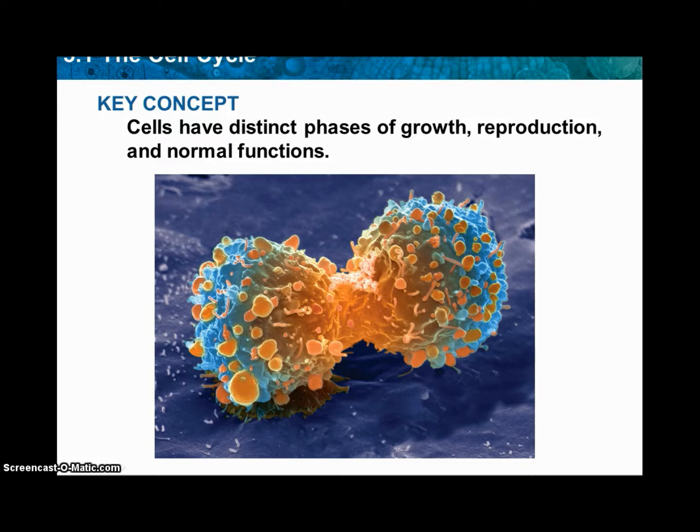Our main topic for today in 5.1 is the cell cycle. The key concept here is that cells have a distinct phase of growth, reproduction, and normal functions. So I want you to think about your own cells here. We have stomach cells, brain cells, and skin cells. We also have an enormous amount of other cells, but we'll talk about those three first. Brain cells, stomach cells, and skin cells are all very different, all have their own functions, and they all grow and reproduce at their own rates.